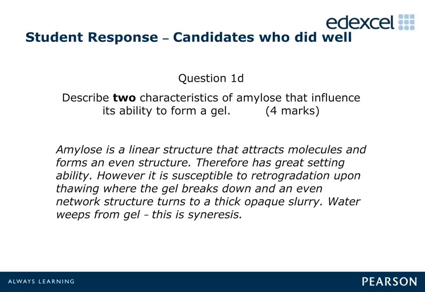This response showed extensive accurate knowledge and gained full marks. 2 marks were awarded for stating that amylose is a linear structure, 1 mark, and which has good setting ability, 1 mark. The 2 further marks were given for stating that amylose is susceptible to retrogradation and that this would lead to syneresis.